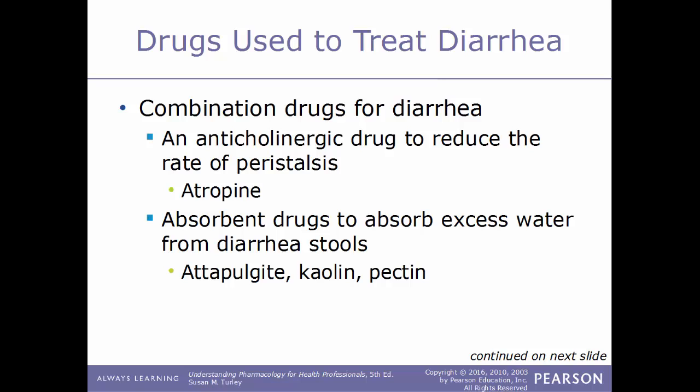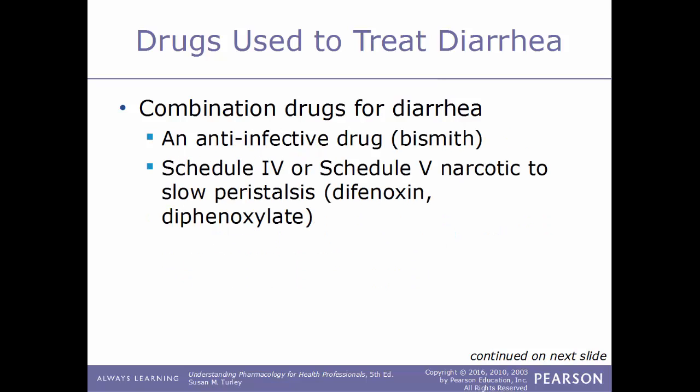These will include an anticholinergic drug to help reduce the rate of peristalsis, such as atropine, and also contain an absorbent drug to help absorb the excess water within the stool. So that could be pectin or kaolin. It could also include an anti-infective drug, such as bismuth, or could include a Schedule 4 or Schedule 5 narcotic to help slow peristalsis, such as diphenoxin or diphenoxylate.